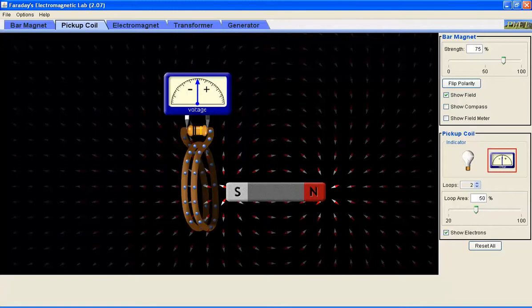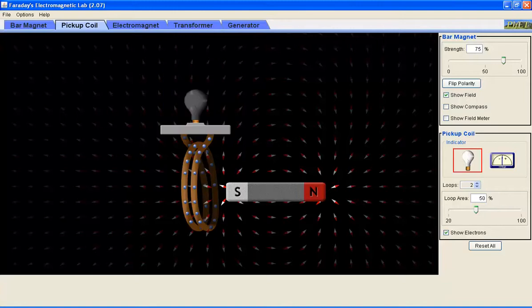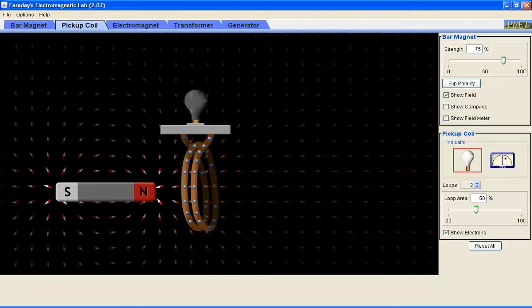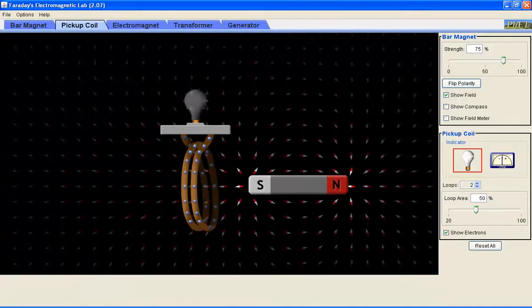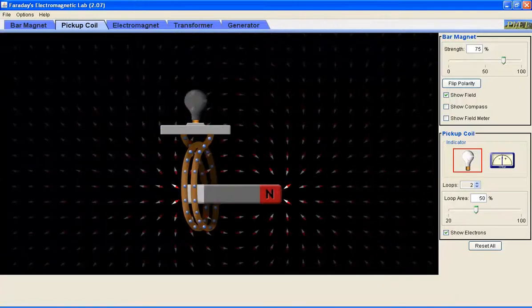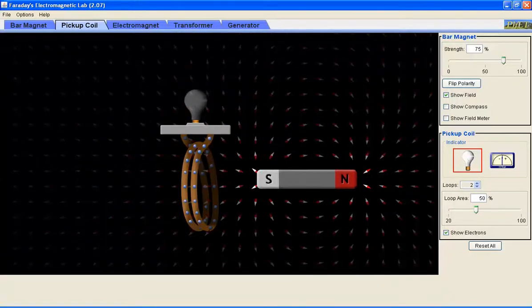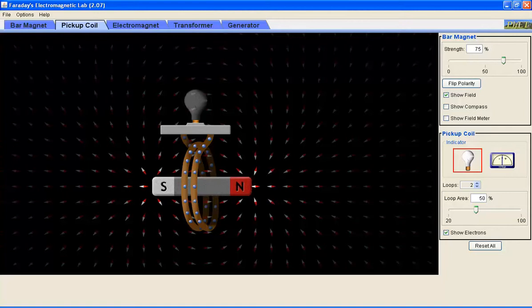Okay, now I replace the voltmeter with a bulb. To see the effect, you can see that the moment I move in and out of the coil, the bulb illuminates. Now what if I place the magnetic bar in the coil but do not move it? You will notice that there is no effect.